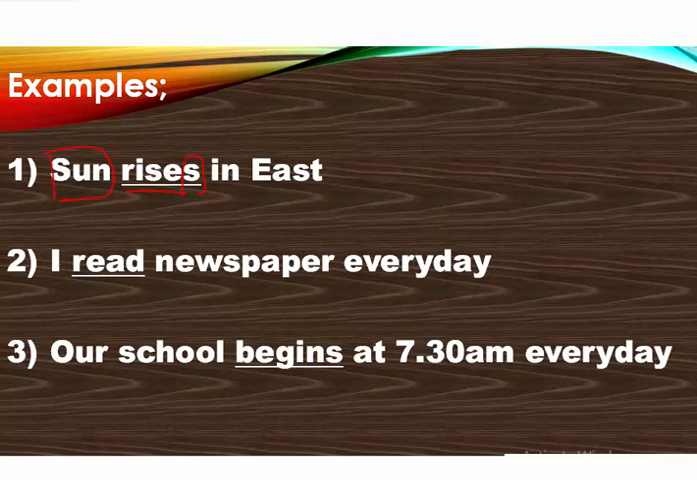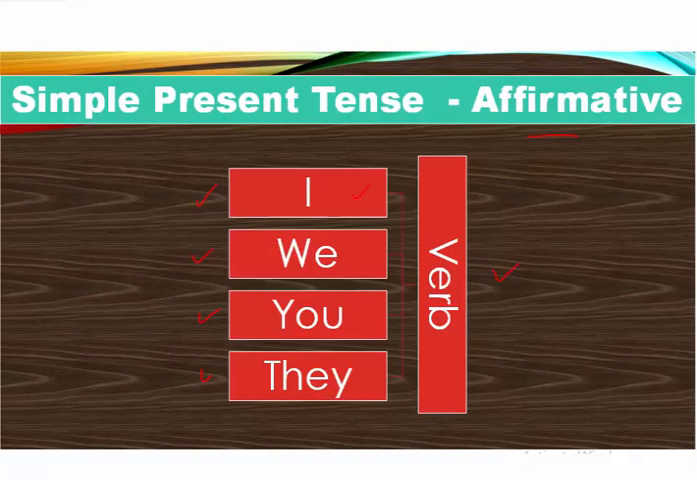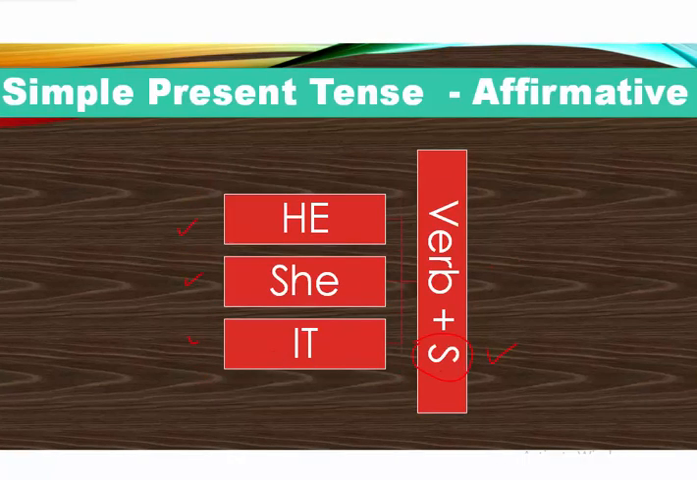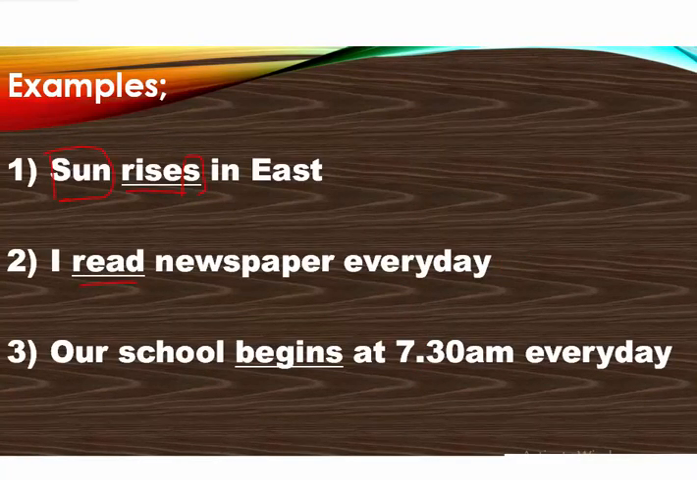When I comes, only the base word will appear. I read newspaper every day. See here, I joins with a single verb as a singular. I read newspaper every day.